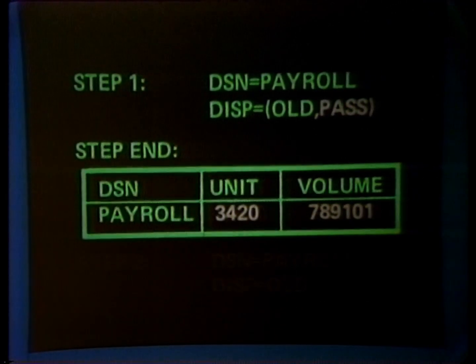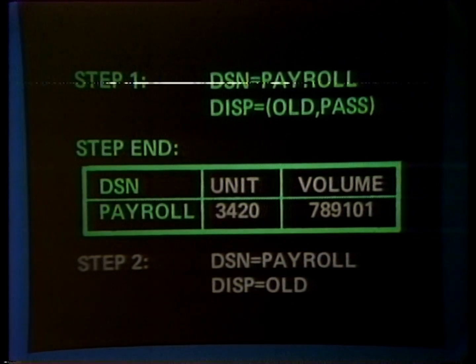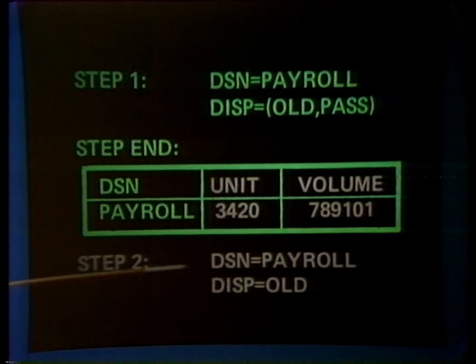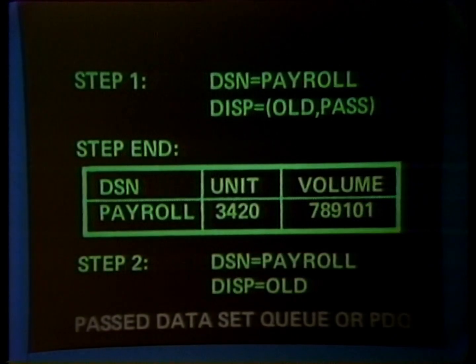Now, this coding in step 2 retrieves the passed data set. The disposition defaults to keep here, and unit and volume information for the retrieval is obtained by OS via the table using the DS name to find them. The table is called the passed data set queue, or PDQ for short.